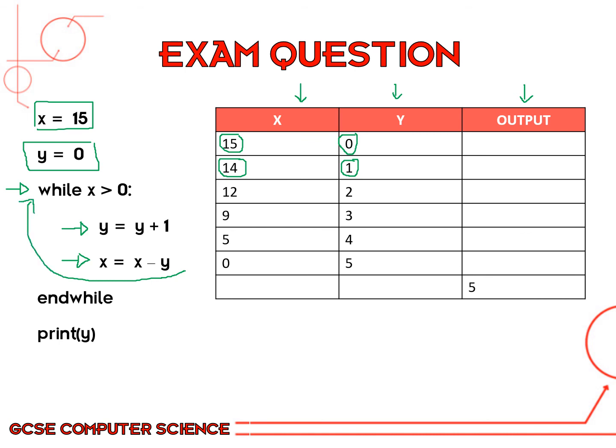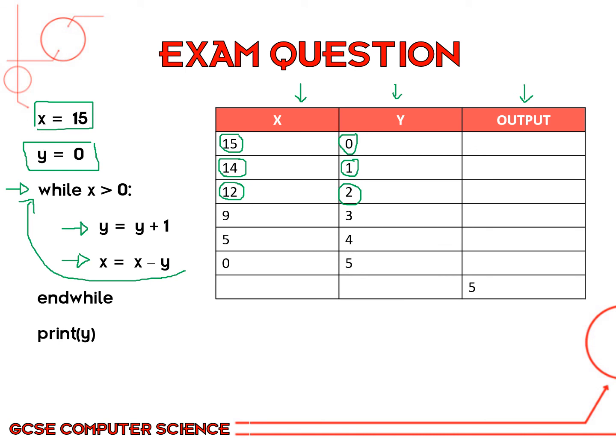And we're going to check x is greater than 0, which it is. So we're going to do this line again. Y equals y plus 1. We're going to take the latest value of y and we're going to add 1 to it, so it becomes 2. Next line down, we're going to take the latest value of y and we're going to subtract it from the latest value of x. So it's 14 minus 2, which becomes 12.